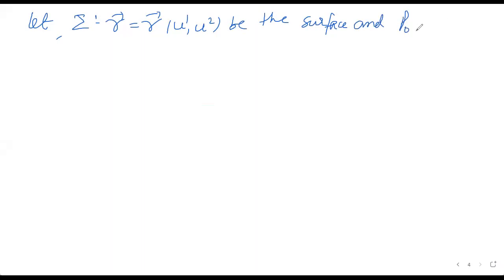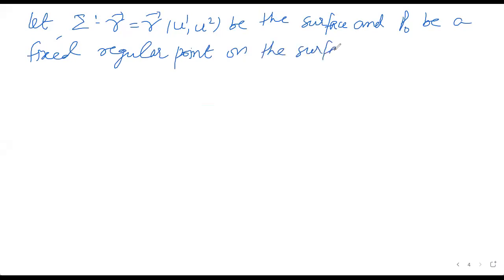Let sigma be some surface, R equal to R of u1, u2. Okay, this is the surface, and let P naught be a fixed point, a fixed regular point on the surface sigma. ठीक, इसको हमने एक फिक्स्ड रेगुलर पॉइंट ले लिया.